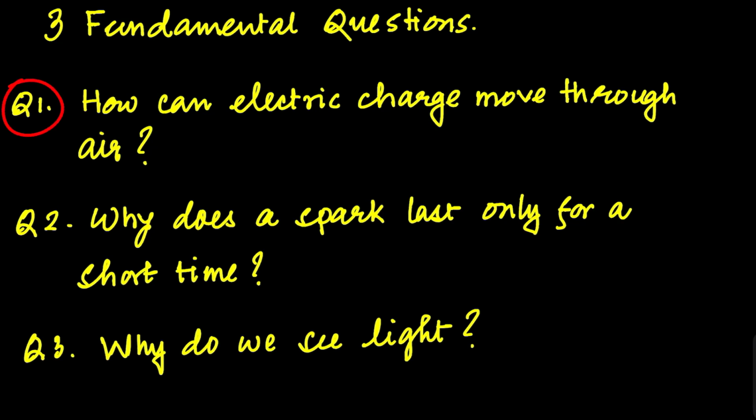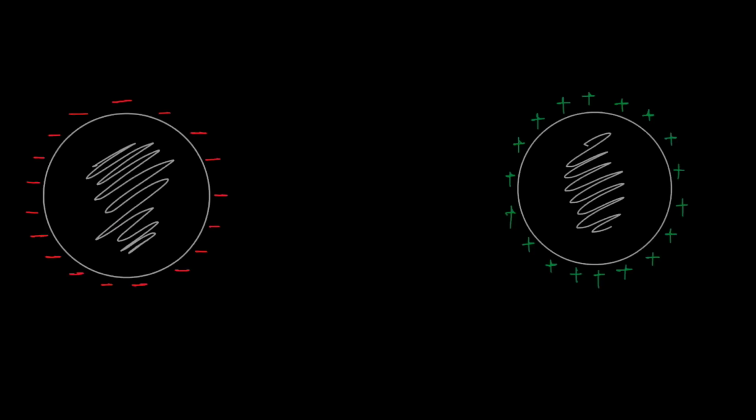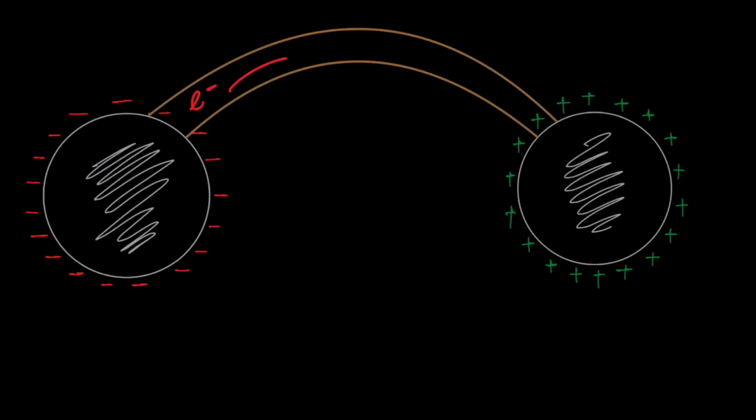Let us take up the first question. How can electric charge move through air? Before jumping into any kind of conclusion, let us look at the figure. Can you take a guess? You might be tempted to guess that the electrons could simply jump from the negatively charged ball to the positively charged ball, since the metal balls are close enough. But this does not happen. Why? Because air is an excellent insulator.